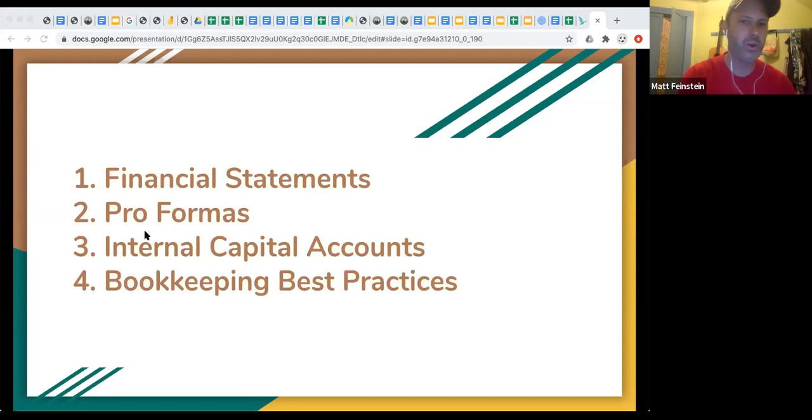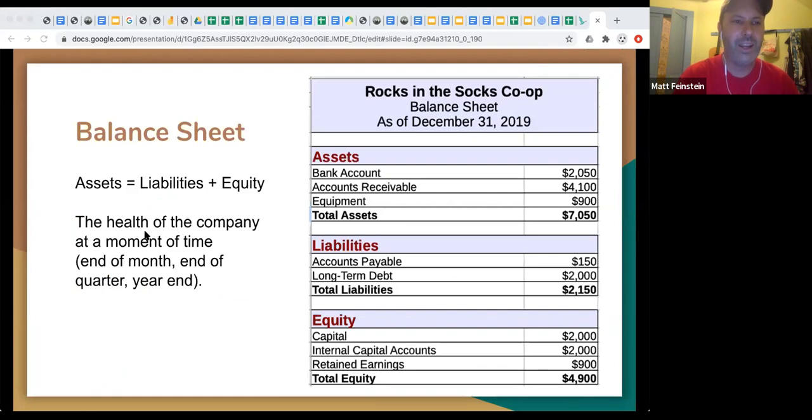And I'm mostly gearing this towards people who are interested in starting a co-op, but it's also useful if you're a board member of a nonprofit or of another organization where your role is to look at financial statements. Hopefully this will be useful for you as well. So let's dive right in to one of the 3 main financial statements that you often see. The first one's called the balance sheet.